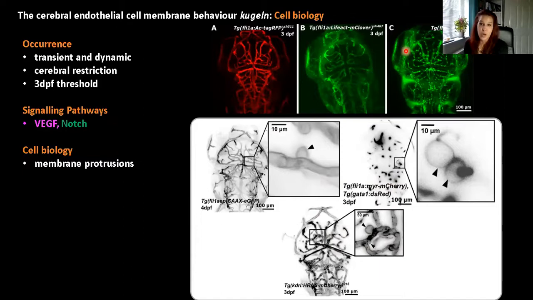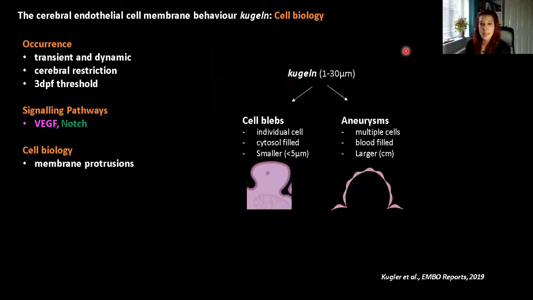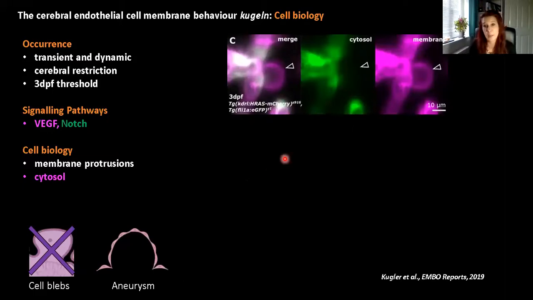But obviously we then wanted to know if Kugeln were similar or dissimilar to anything previously described. And two obvious candidates for us to look at were cellular blebs and aneurysms. So cell blebs are normally formed by individual cells and they're cytosol-driven, and aneurysms are formed by multiple cells and they're blood-filled. And so the first step to do was to look at cytosol in combination with the vascular membrane. So we have a double transgenic now where we have the cytosol in green and the vascular membrane is shown in magenta. And so what we do see is that there's actually no cytosol inside Kugeln, showing that cytosol is not the driving factor of Kugeln formation, and therefore they're different to cellular blebs.